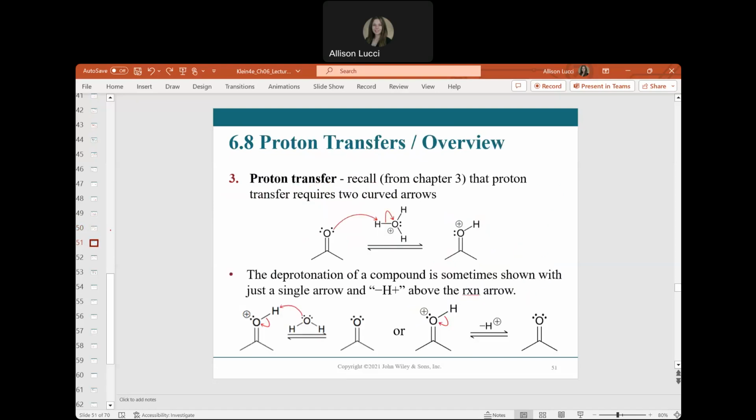So the next pattern that we'll look at is called proton transfer. So again, in chapter 3, we saw acid-base reactions take advantage of, or utilize, this type of arrow pushing pattern. So we have here our acid, right? Our acid would be here above the arrow, and this could be considered our base.